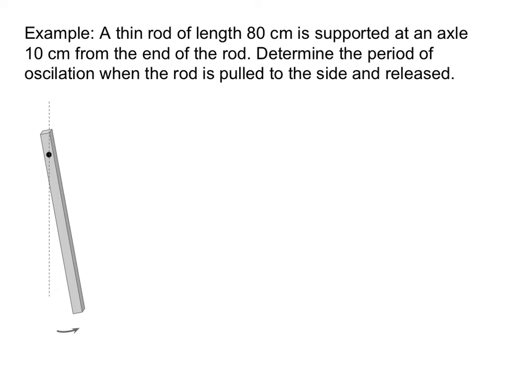So when you have an extended object where the mass is not all located at one spot, you cannot use the simple pendulum formula. You have to use the relationship for a physical pendulum. And recall that that is a formula that is not given to us. T equals 2 pi times the square root of I sub p divided by mgh. And we'll talk through what all those things mean as we go through this example.